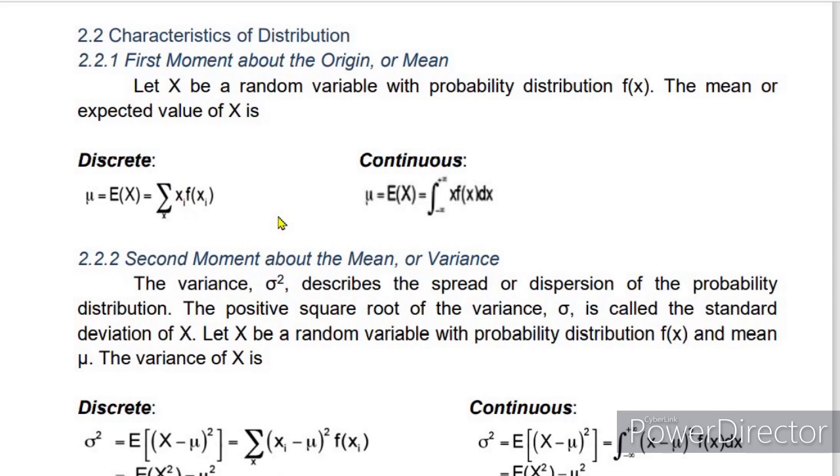Next, for continuous, mu is equal to the expected value of the random variable X is equal to the definite integral. Again, when you see a definite integral, it belongs to continuous. It's equal to the definite integral of x f of x dx from negative infinity to positive infinity. Okay?